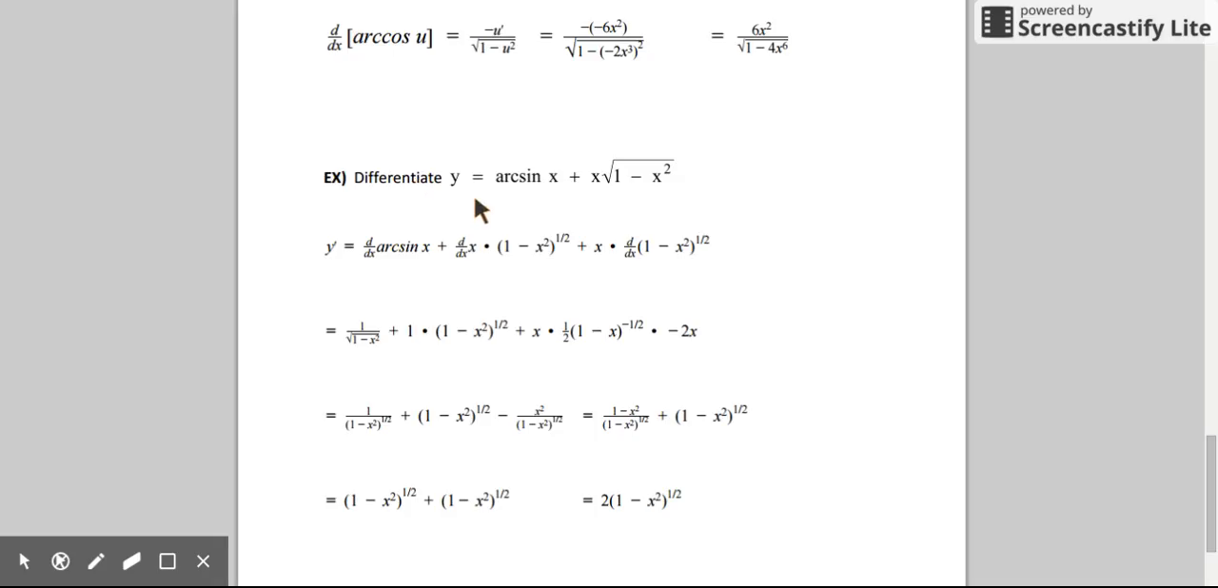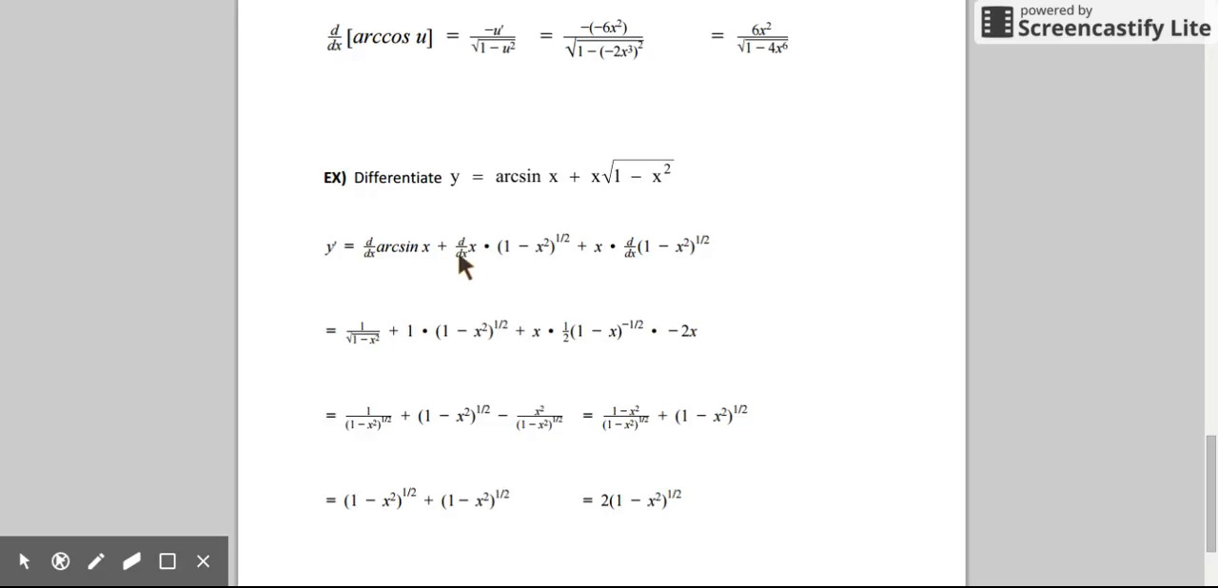Let's put a bunch of rules together here when we differentiate this function, the inverse or arc sine of x plus x times the square root of the quantity 1 minus x squared. So I have to differentiate each of these terms individually. That's the sum and difference rule. The derivative of the inverse or arc sine is the derivative of the input, so 1, divided by the square root of the quantity 1 minus the input squared. So 1 minus x squared under the radical on the bottom.